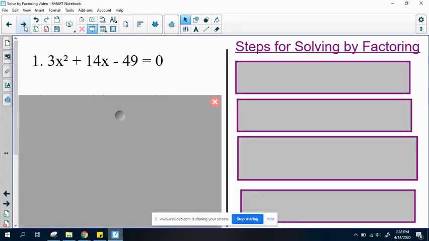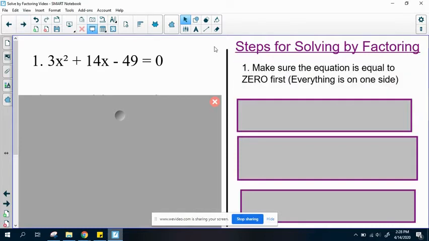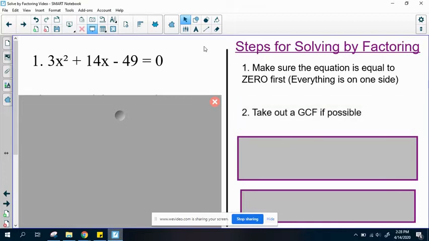The first thing is I'm going to walk you through the steps for factoring. Step number 1 is you need to make sure that the equation is actually equal to 0. You cannot factor unless everything is on the same side. You didn't have to worry about that when there wasn't an equal sign, but now you're going to have to move things over and make sure it's equal to 0 first. We're going to start off easy, and that one already is. The second step, like with factoring, is to take out a GCF if there is one. If there isn't one, you can just skip to the next step. I look and I see a 3, a 14, and a 49, and they don't have any numbers in common, so there is no GCF to take out.